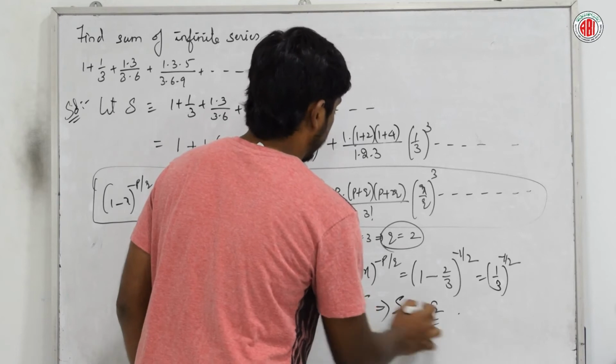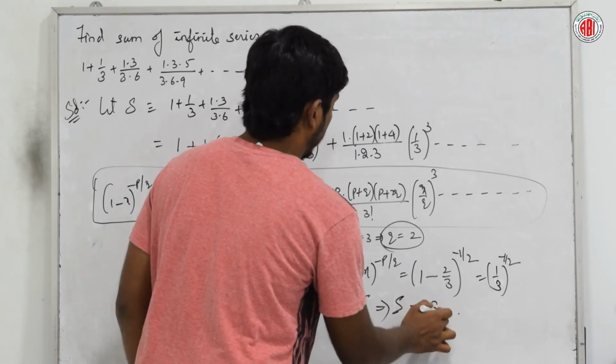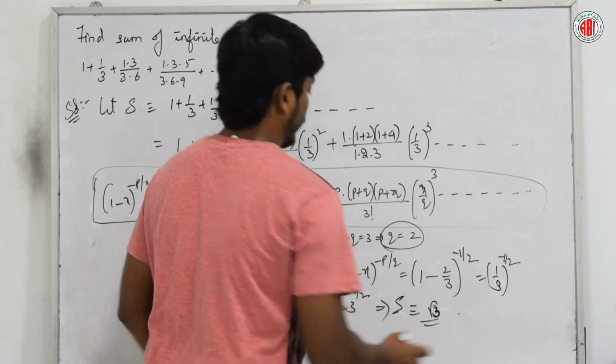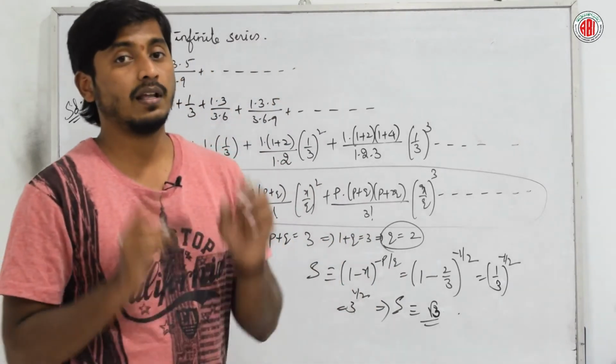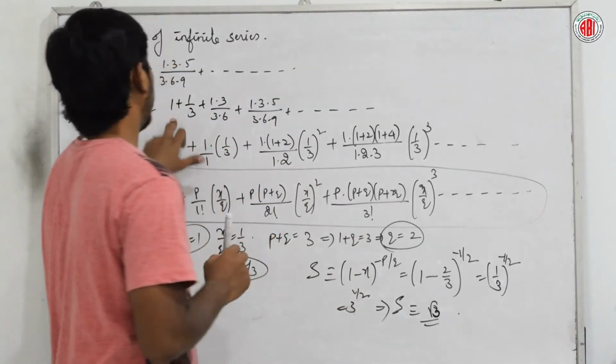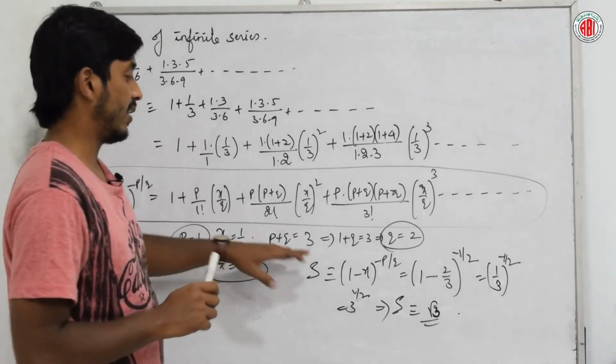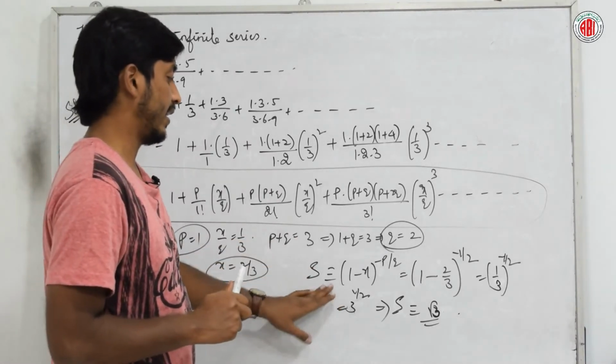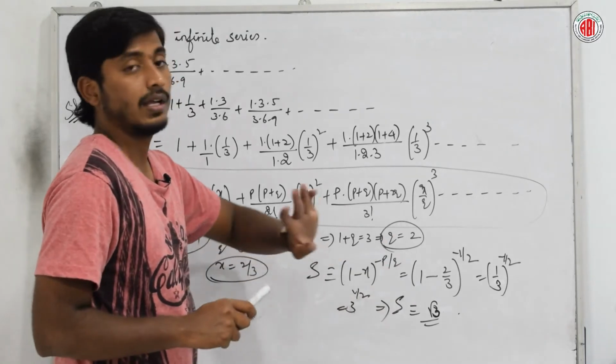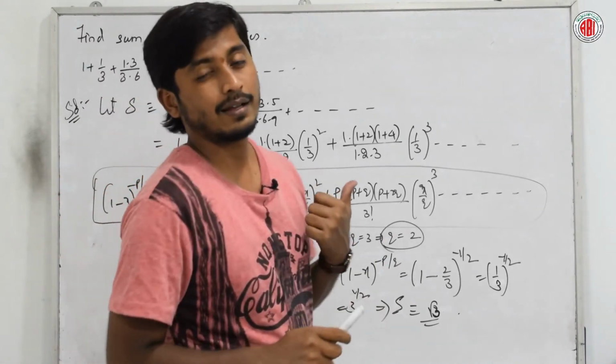So the answer is root 3. Clear? Is it simple? Once again, see here. We have to write this in the form of this formula. After that, we'll compare all the parameters and we'll write it as 1 minus x whole power minus p by q and simplify it. Clear? Is it okay?